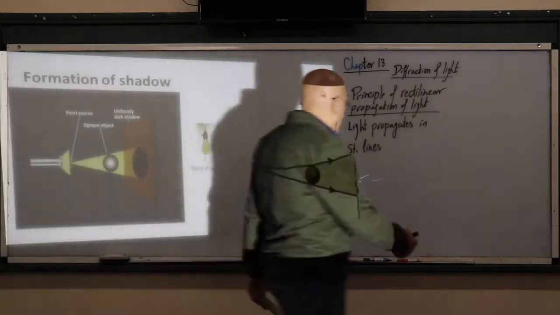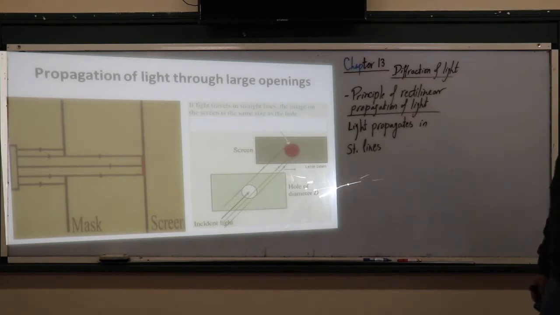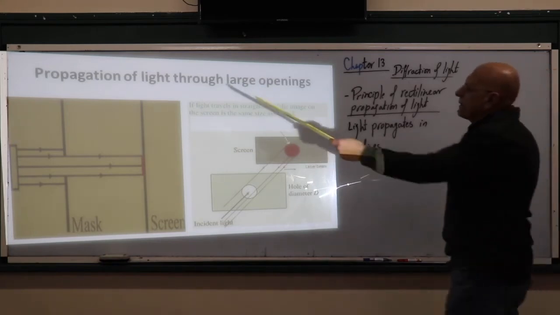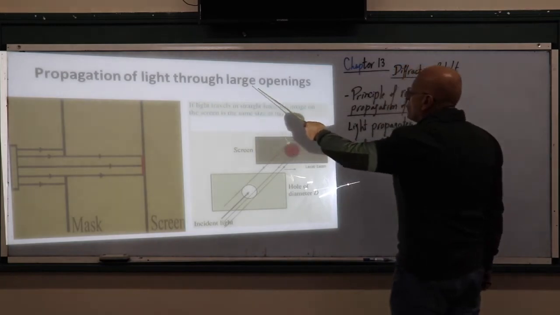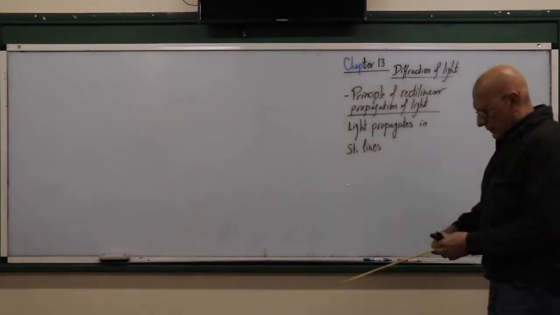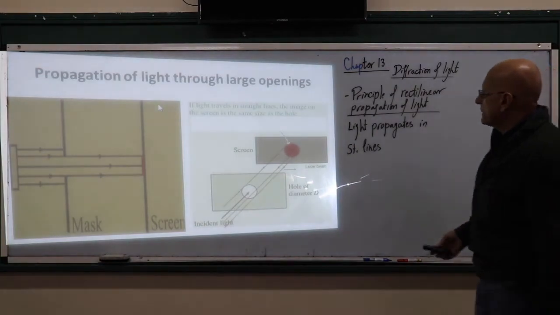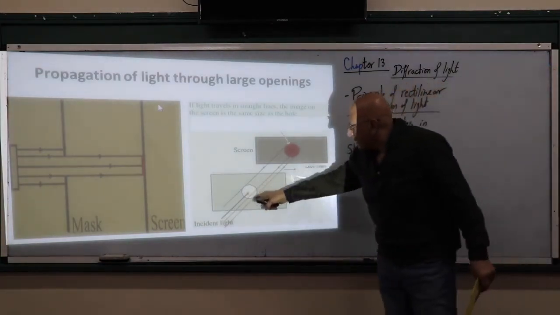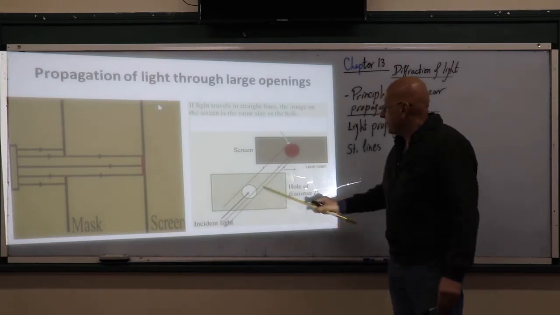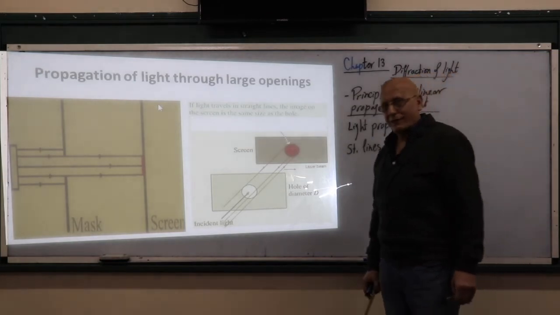Let's see a third example. Now, look at these pictures. And the title, Propagation of Light Through Large Openings. I mean by a large opening, a large hole of diameter greater than 1 millimeter, okay?